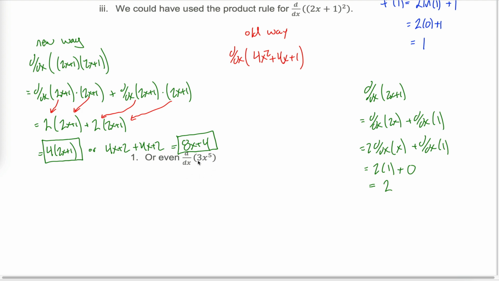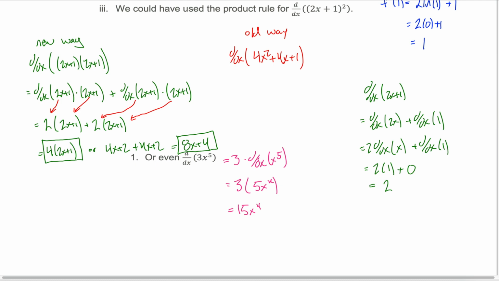Right? This 3 is a coefficient. So I can just pull it out in front and say that this is 3 times the derivative of x to the 5th power. And when things are written this way, maybe you see the power rule here. The derivative of x to the 5th is just 5x to the 4th. So I'm done. I get 15x to the 4th as my answer without ever using the product rule. You certainly do not need the product rule here.